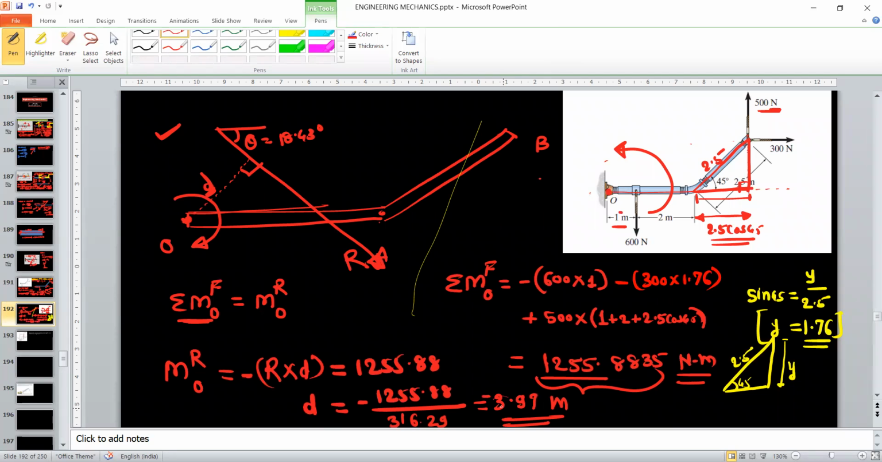So what is the significance of this negative sign? Because distance cannot be negative. So negative means our assumed position of the resultant is wrong. Okay, so we will try to change this position.